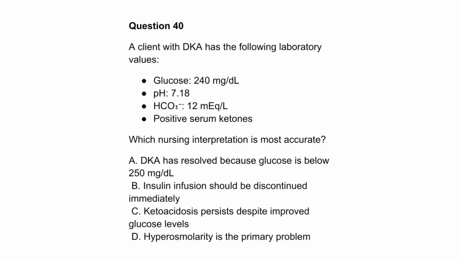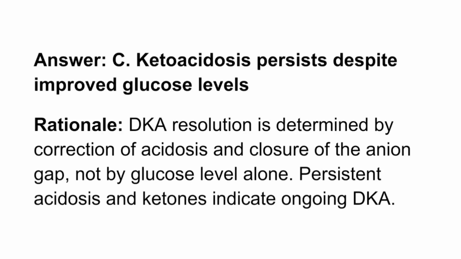Question 40. A client with DKA has the following laboratory values: glucose, 240 milligrams per deciliter; pH, 7.18; HCO3, 12 milliequivalent/L. Positive serum ketones. Which nursing interpretation is most accurate? A. DKA has resolved because glucose is below 250 milligrams per deciliter. B. Insulin infusion should be discontinued immediately. C. Ketoacidosis persists despite improved glucose levels. D. Hyperosmolarity is the primary problem. Answer: C. Ketoacidosis persists despite improved glucose levels. Rationale: DKA resolution is determined by correction of acidosis and closure of the anion gap, not by glucose level alone. Persistent acidosis and ketones indicate ongoing DKA.